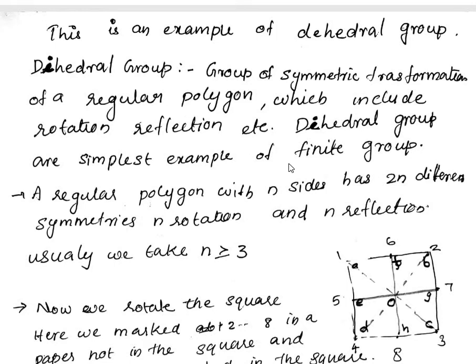So here we are discussing the group elements of a square. A regular polygon with n sides has 2n different symmetric operations. Here it has n rotation operations and n reflection operations, which we will discuss later. Usually we take a polygon with n greater than or equal to 3. So we start with a triangle, then a square, and so on.